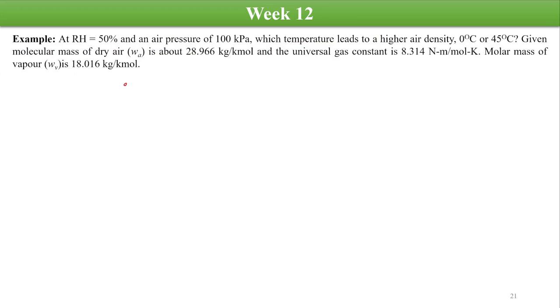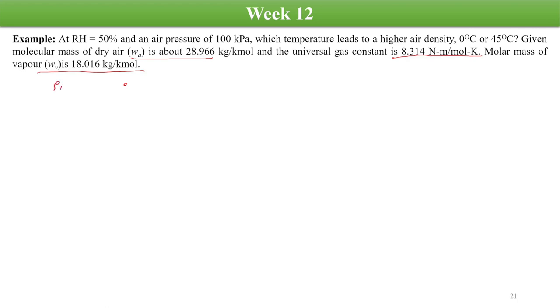Okay, moving further to another question that we have seen in another class: at relative humidity 50% and an air pressure of 100 kPa, which temperature leads to a higher air density, 0 degrees or 45 degrees Celsius? Given the molecular mass of the dry air, WA, is given as this, and the universal gas constant is already known, and the molar mass of the vapor is also known. So how can we calculate it?